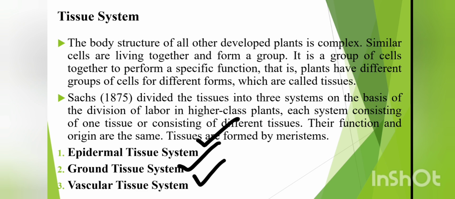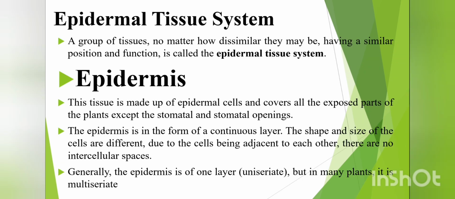So a group of cells performing a common function and having a common origin is called a tissue. Many tissues together form a tissue system. There are 3 tissue systems present in our plant body: the epidermal tissue system, the ground tissue system, and the vascular tissue system. The first one, the epidermal tissue system: a group of tissues, no matter how dissimilar they may be, having a similar position and function are called the epidermal tissue system.